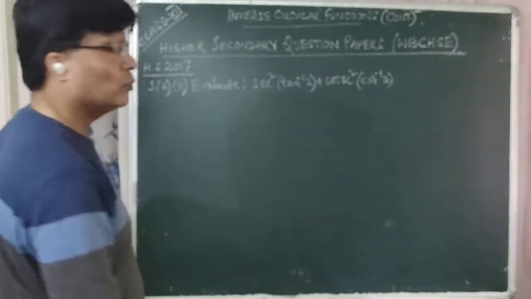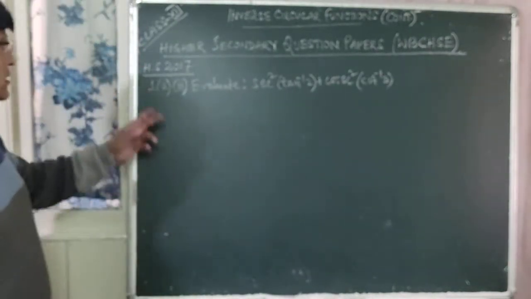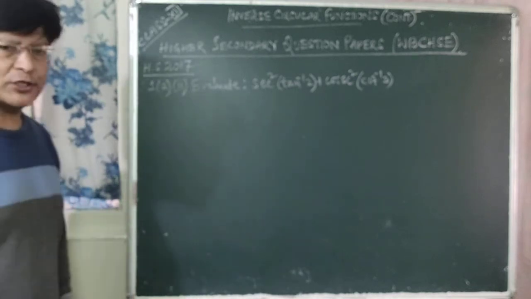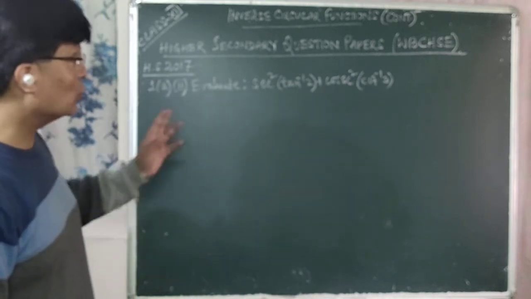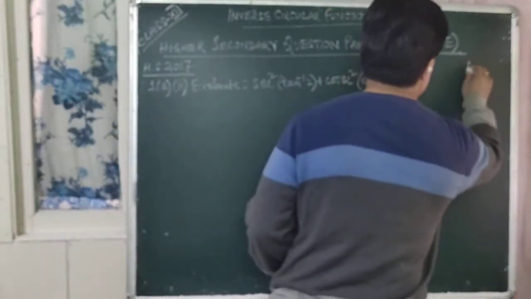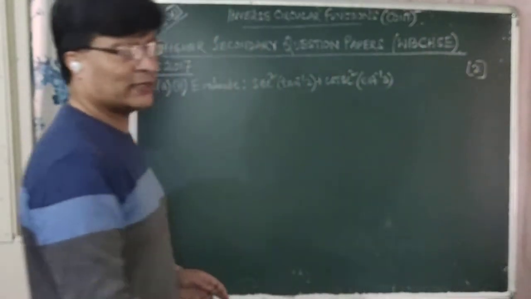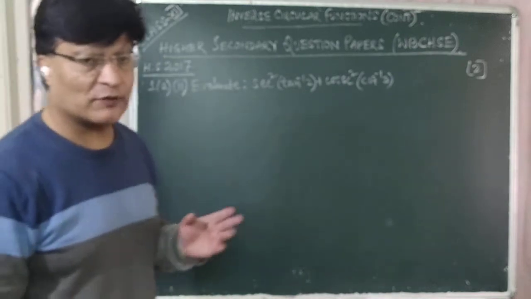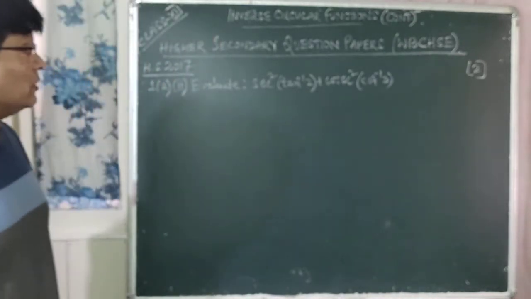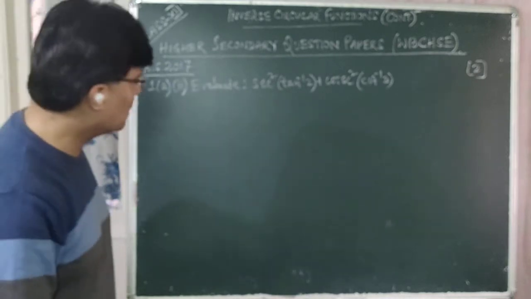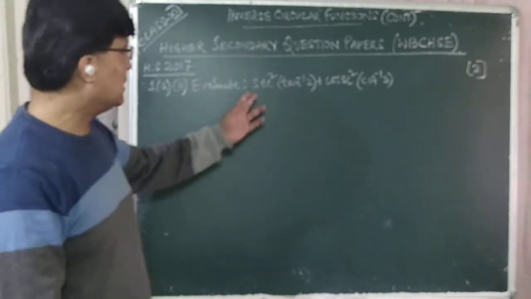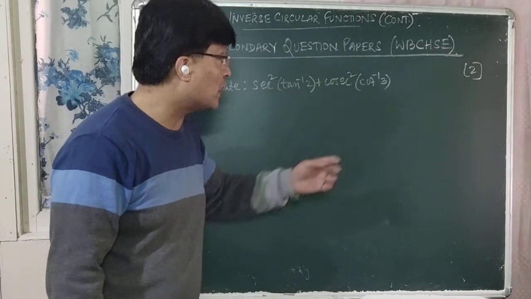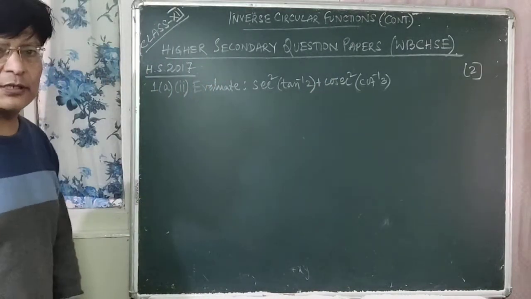So now we will do the next question. This question is from Higher Secondary 2017. Question number is 1A number 2. So this question carries 2 marks, right? So let us evaluate it. Evaluate means you have to find out the value of the given inverse circular function. So what is the given inverse circular function out here? It is sec square within bracket tan inverse 2 plus cosec square within bracket, it is cot inverse 3.